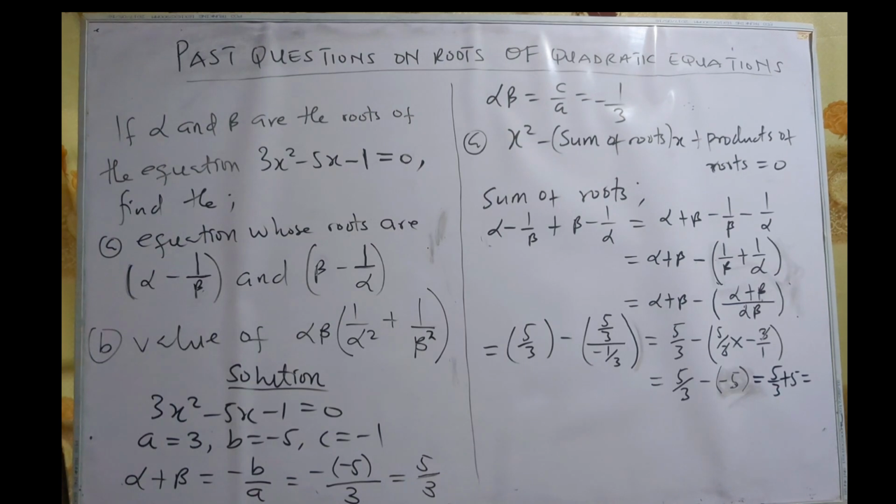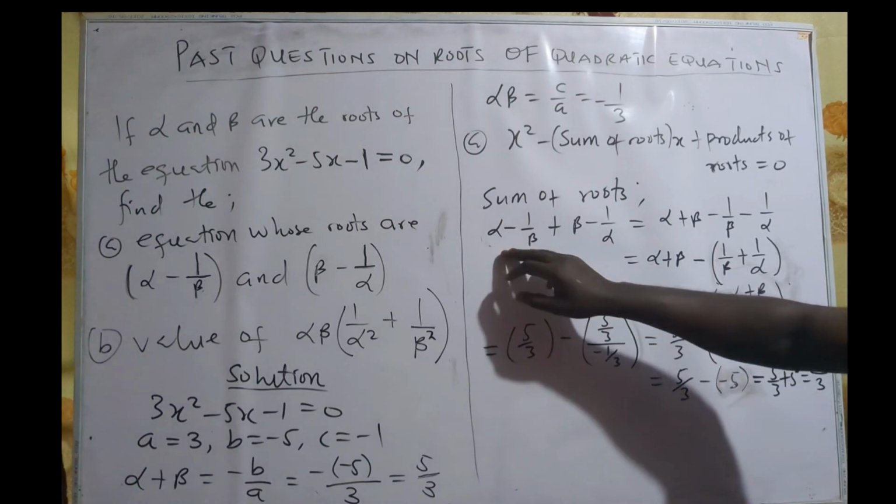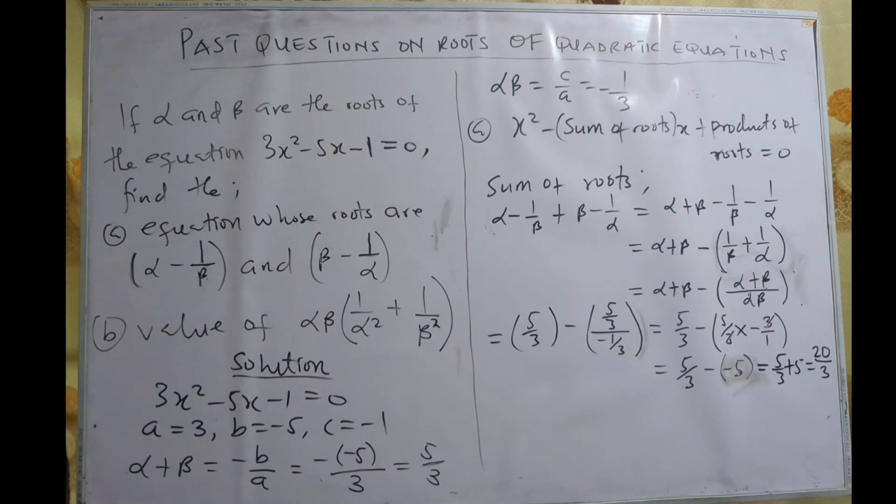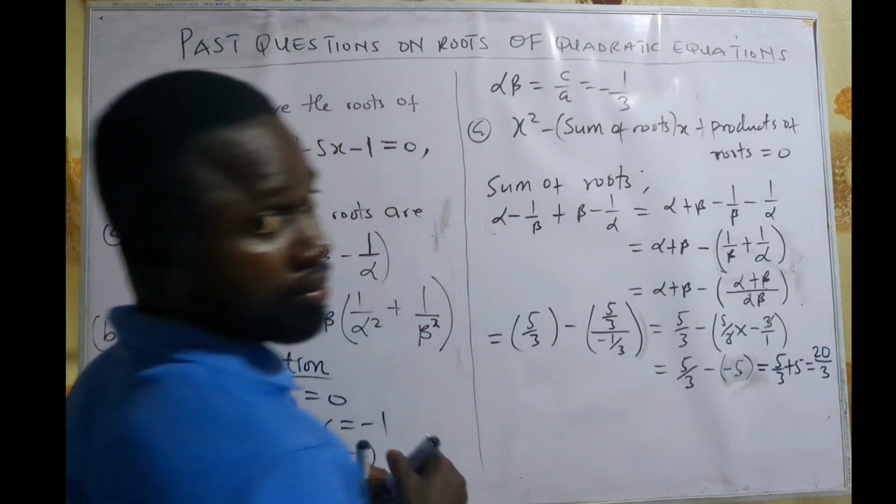And 5 on 3 plus 5 is going to give us 20 on 3. So we have 20 divided by 3. Okay, so the sum of the roots will give us 20 over 3. So simple. Okay, so now we are done with the sum. Let's go to the product.